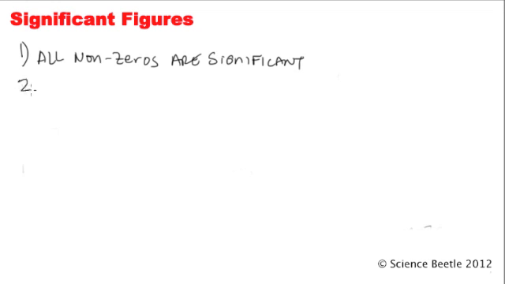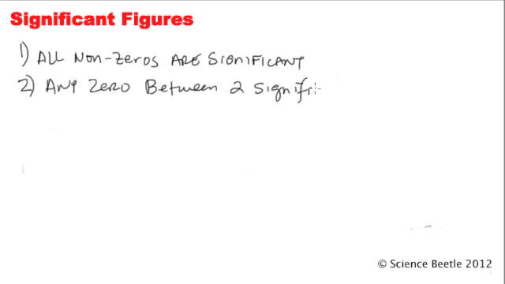The second rule is going to be that any 0 that is found between 2 significant values is also significant. So, any 0 between 2 significant values. I'm just going to write here significant. Maybe I'll just write it out.